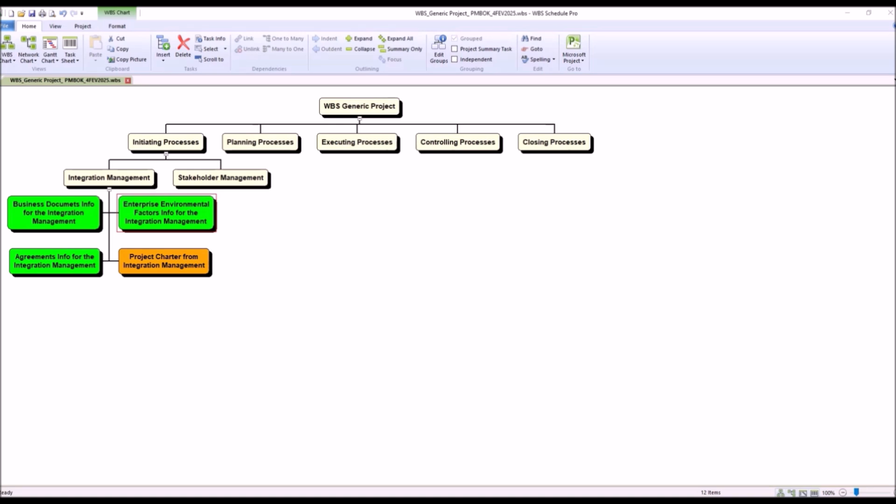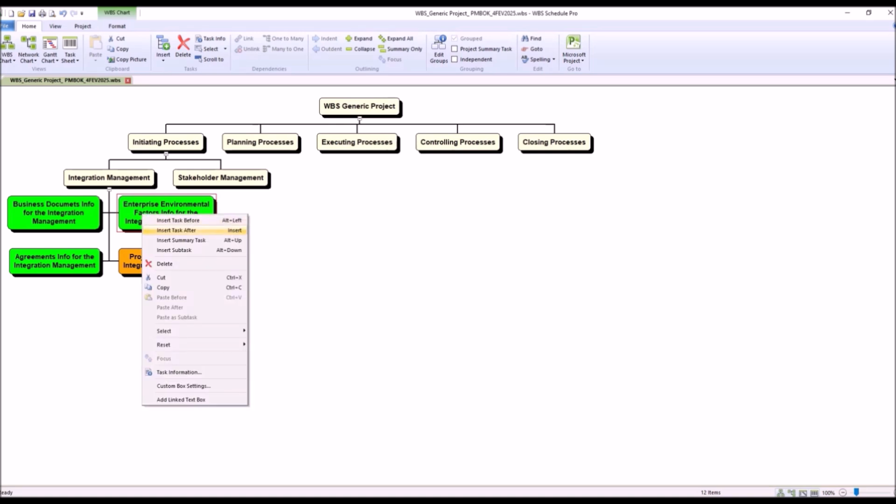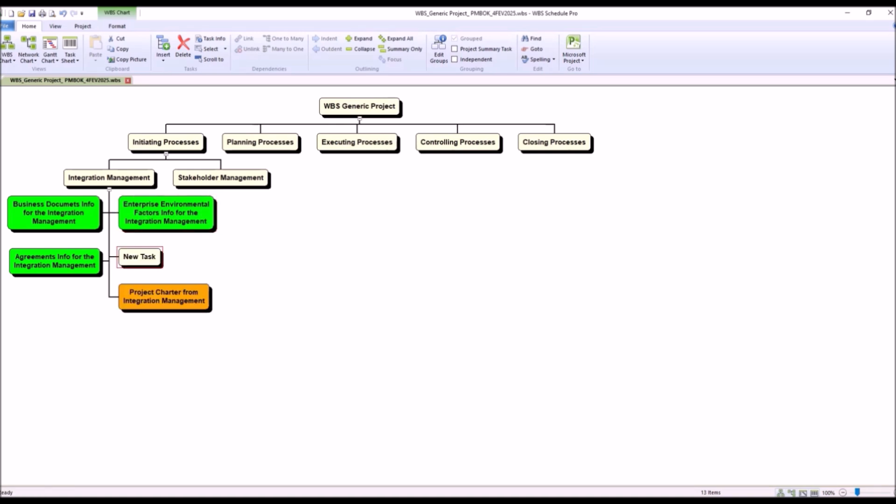The fourth important input is organizational process assets info for the integration management. Use templates, historical data, and lessons learned from past projects to guide the development of the charter.